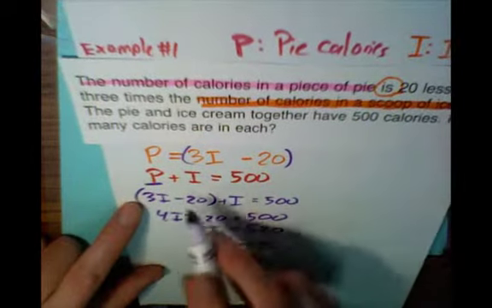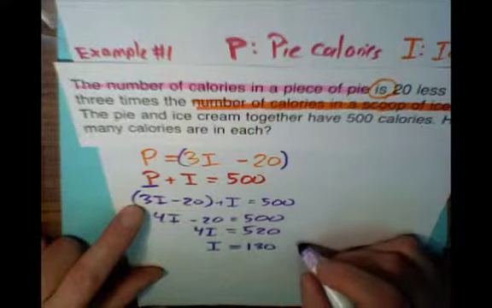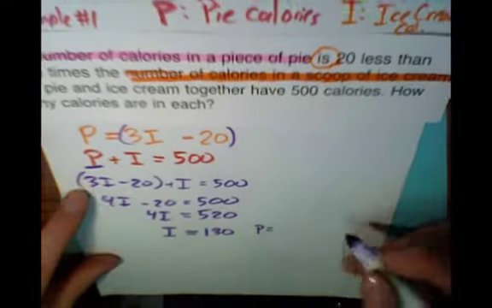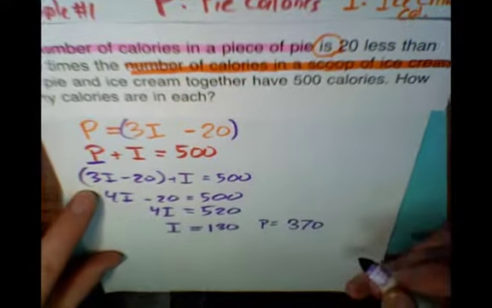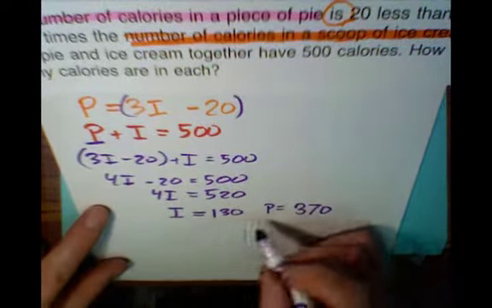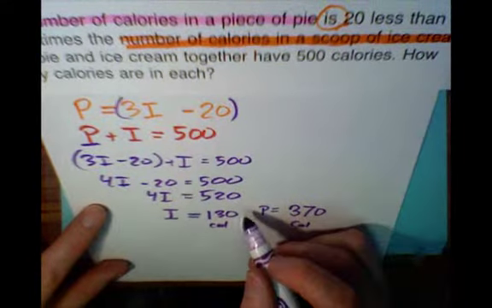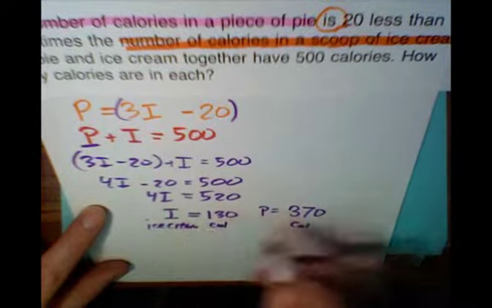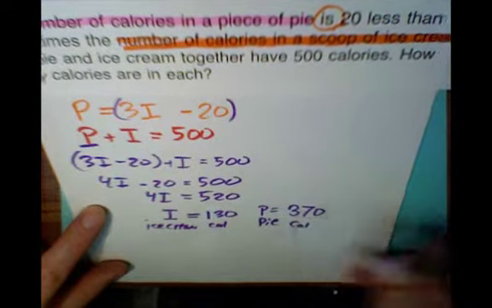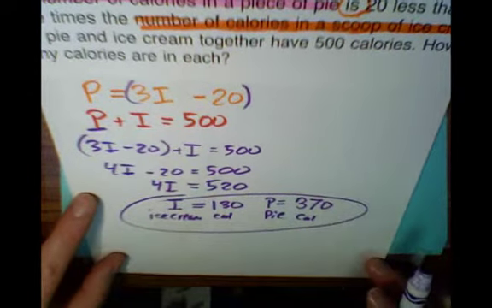Once I have I, I can then substitute it back in. If P plus I equals 500, then P would equal 370. So, ice cream has 130 calories, and pie has 370 calories. So I can circle my final answer.